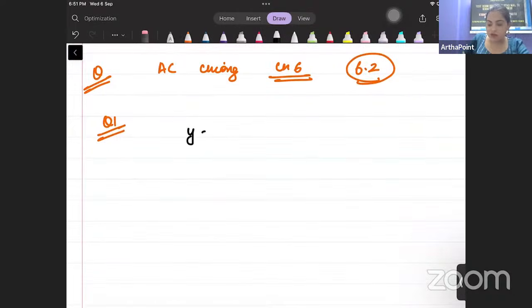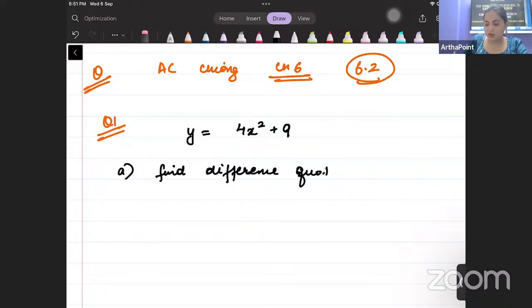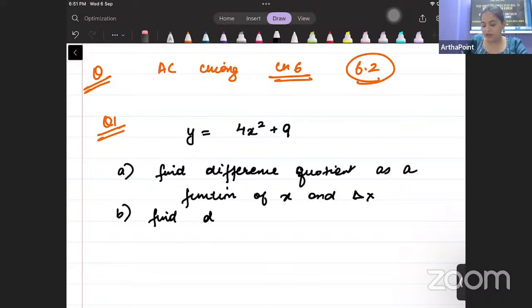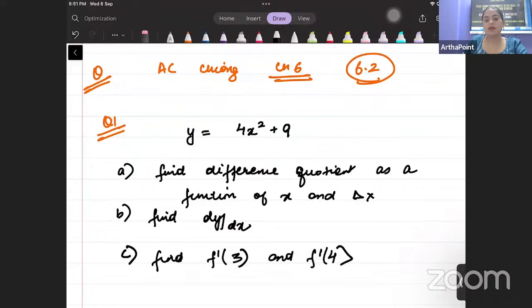The function is given to you as y is equal to 4x square plus 9. First, it says find the difference quotient as a function of x and change in x. Part B, find the derivative dy by dx. Part C, find f dash 3 and f dash 4. Is this clear, beta?